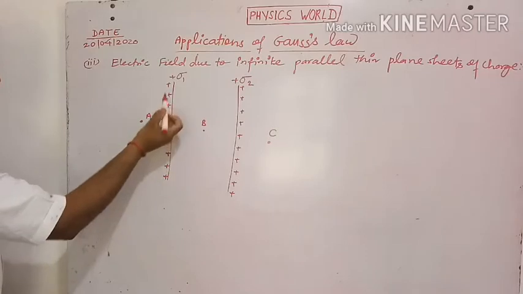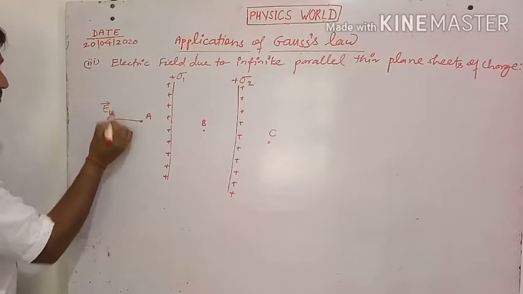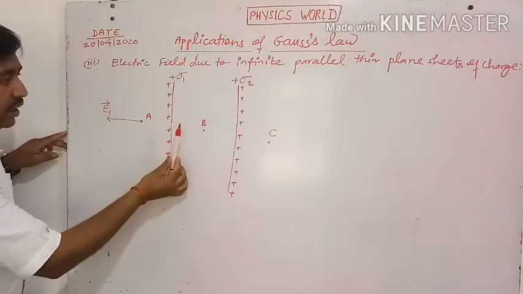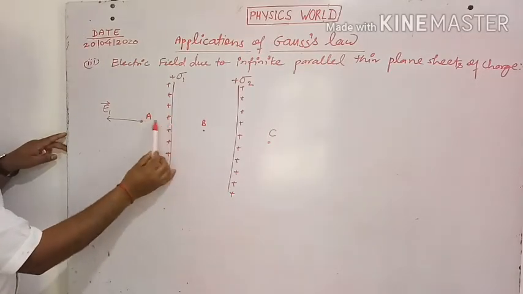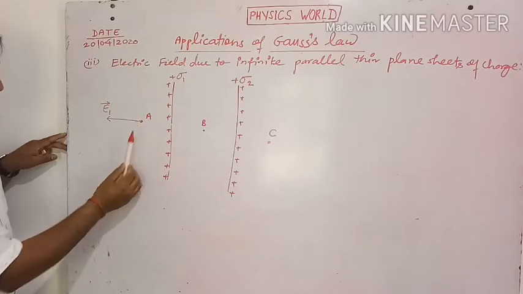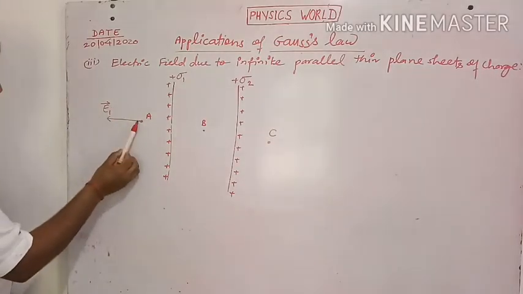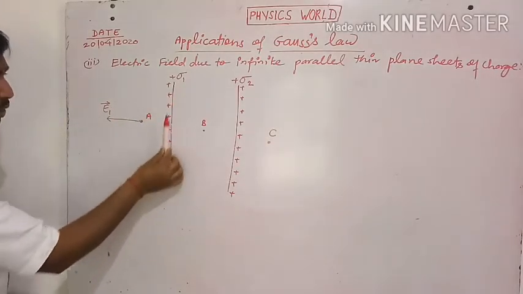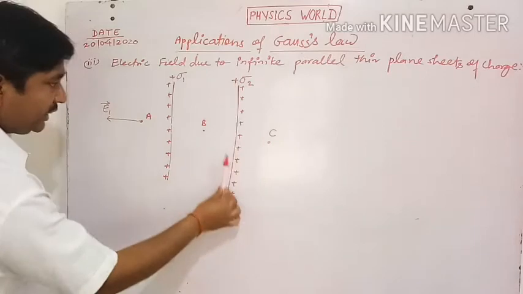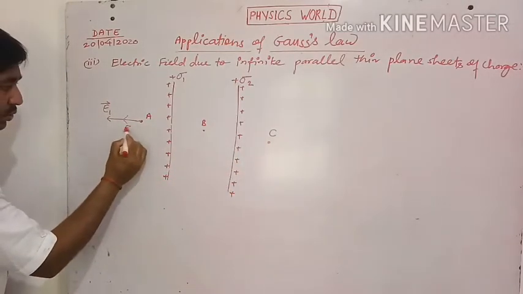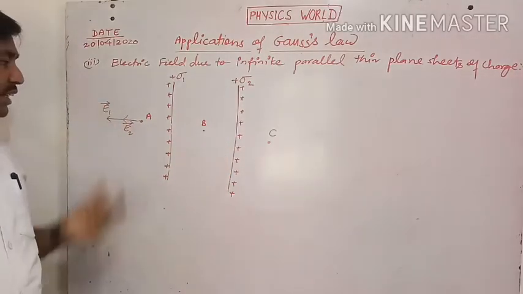At this point, if the electric field due to this plane sheet is considered as vector E1, its direction is just parallel to the line joining, and the direction of the electric field at this point due to this plane sheet will be just normal and outward. Now electric field due to this plane sheet is equal to vector E2. Its direction is also just parallel to the vector E1.